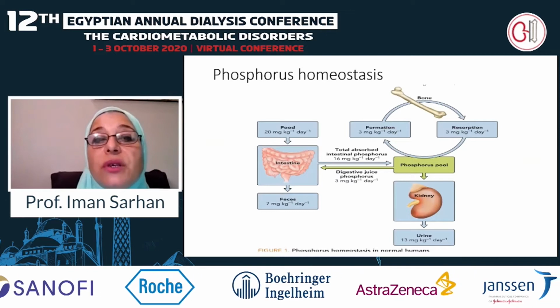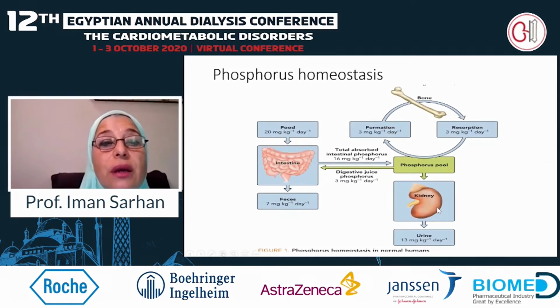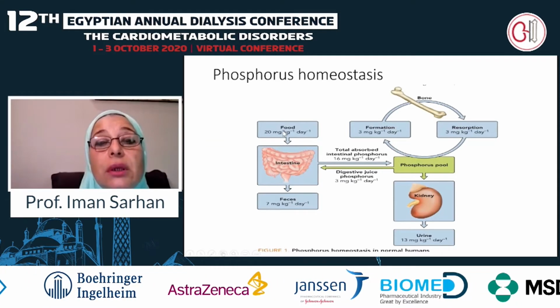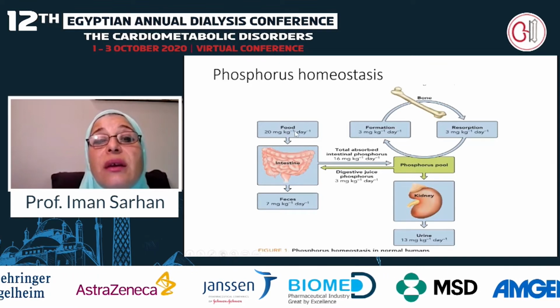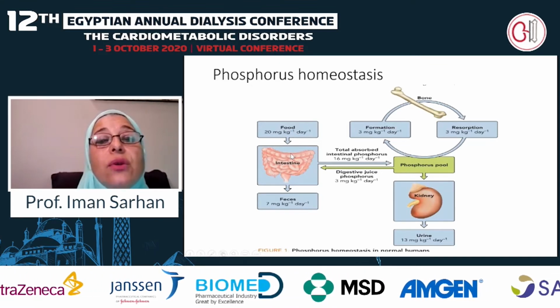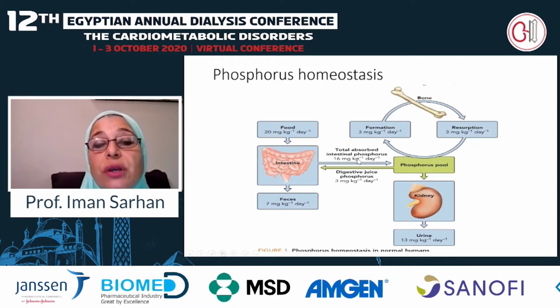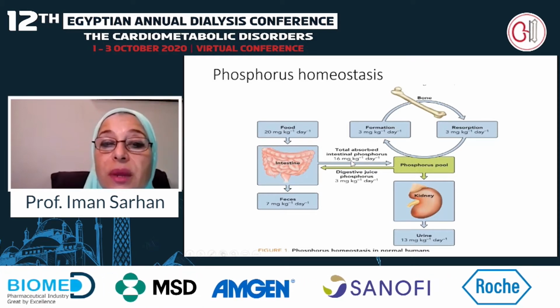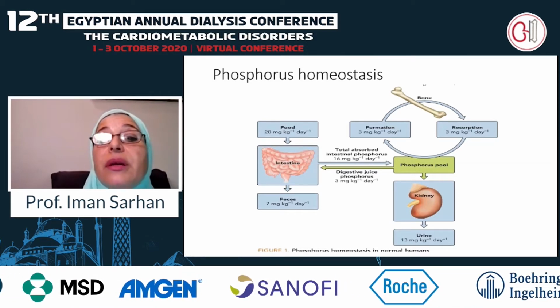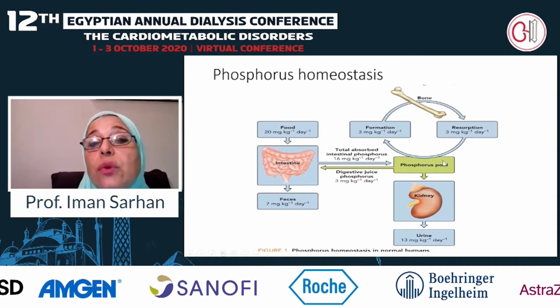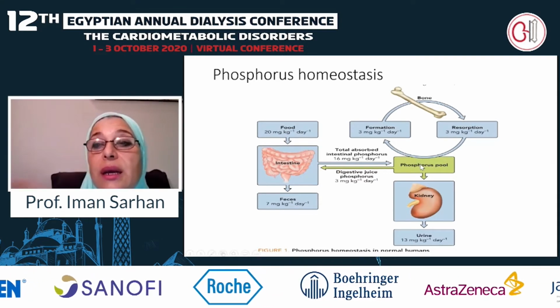This is the phosphorus homeostasis. We take about 20 milligram per kg per day of phosphorus from the food, and this goes to the intestine. Absorption is about 16 milligram per kg, and it goes to the phosphorus pool in the body.